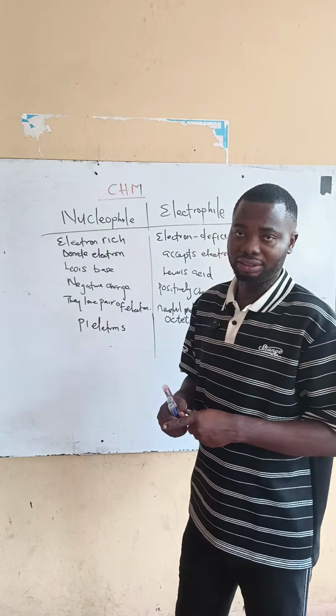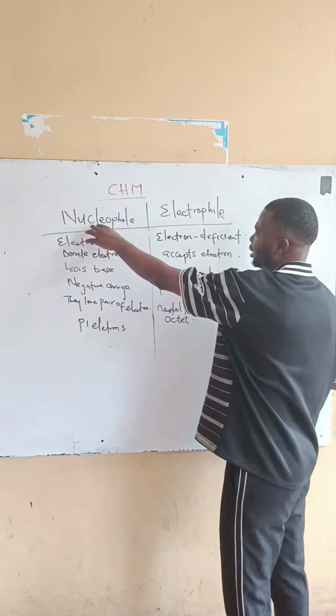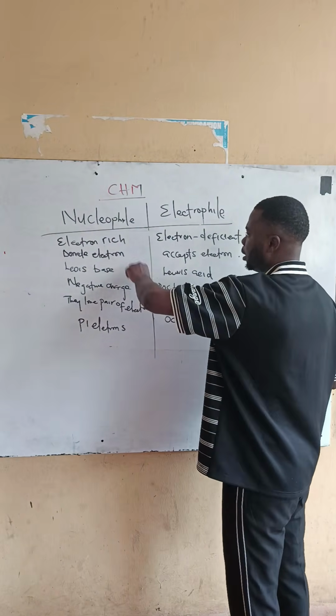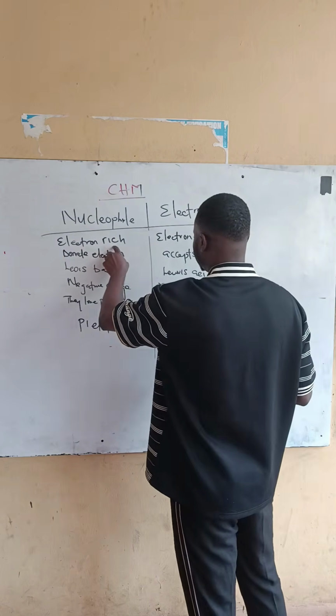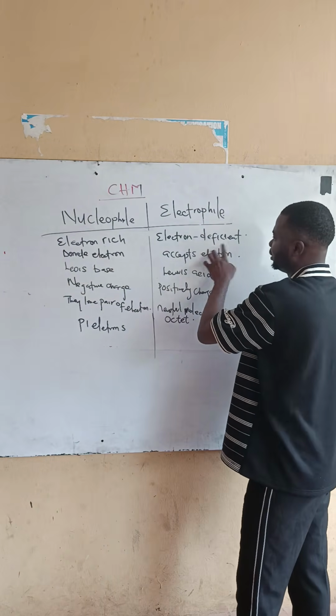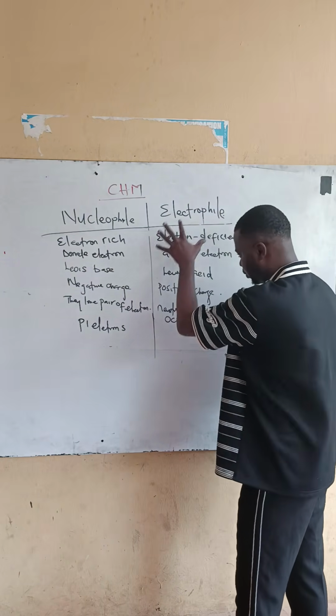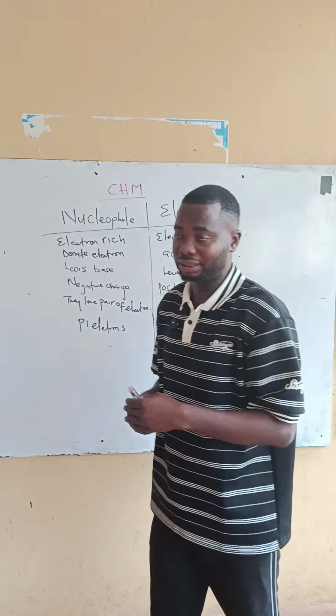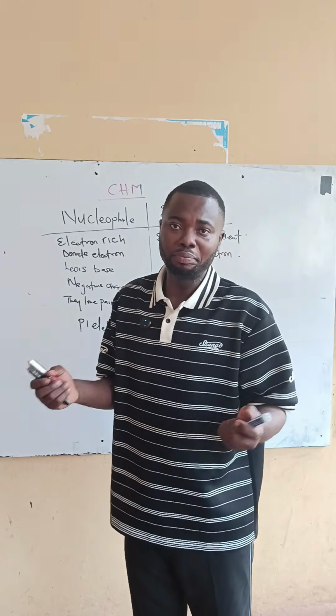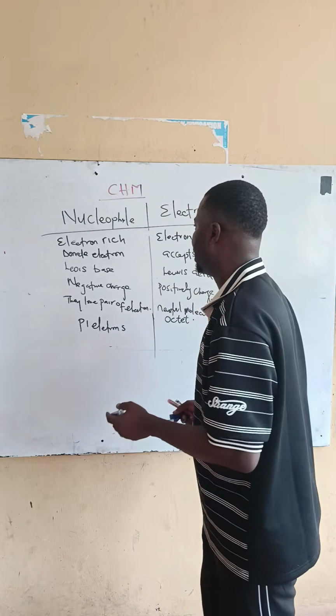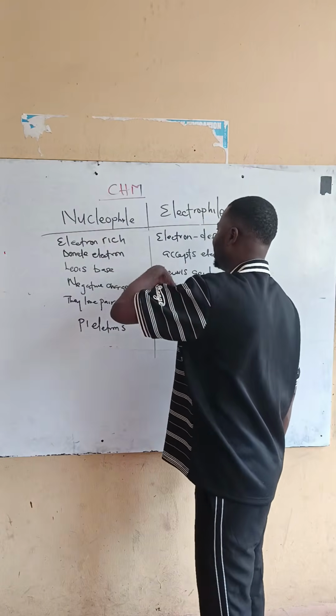Now for the second series, series 2, we are looking at nucleophile and electrophile. Nucleophiles are electron rich. Electrophiles are electron deficient. So I have points for them, and we are going to explain those points one by one and pick out some possible questions you can have there. Now, what are nucleophiles? What are electrophiles?